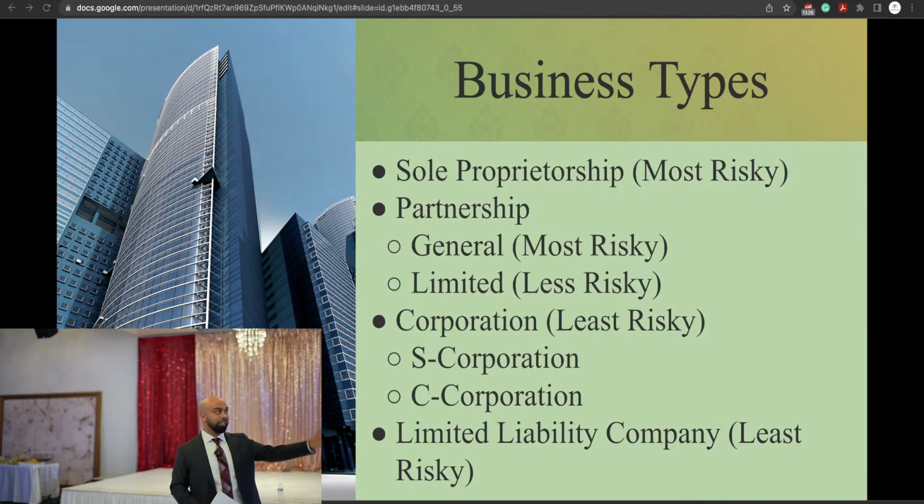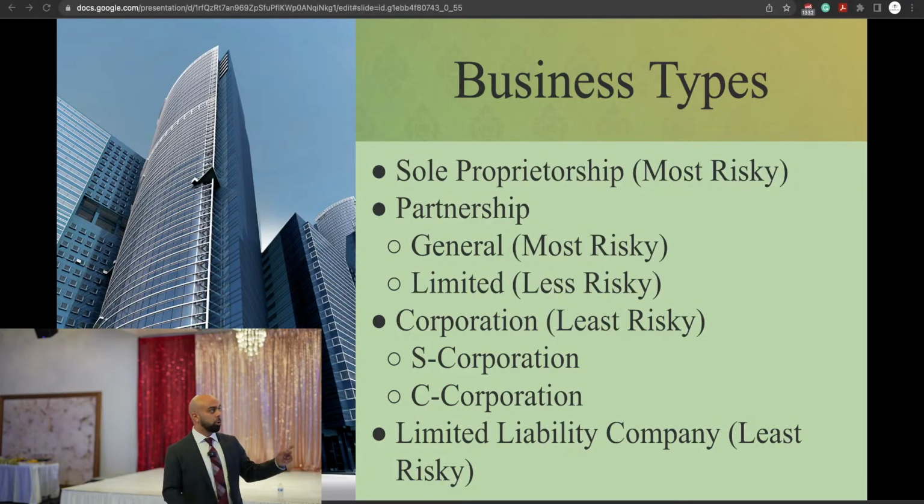Limited partnerships, less risky. They definitely give you a lot more protection, but the structure of partnerships themselves is innately difficult and so uncommon in today's world that I don't tend to recommend those. We also have corporations. They're the least risky, along with LLCs. But the benefit of a corporation is if you're going to be in a larger size, or if you have different goals.